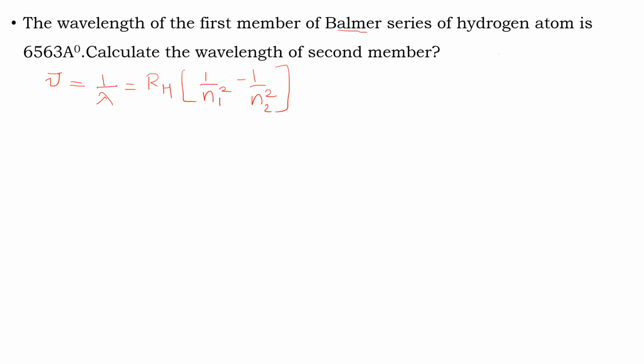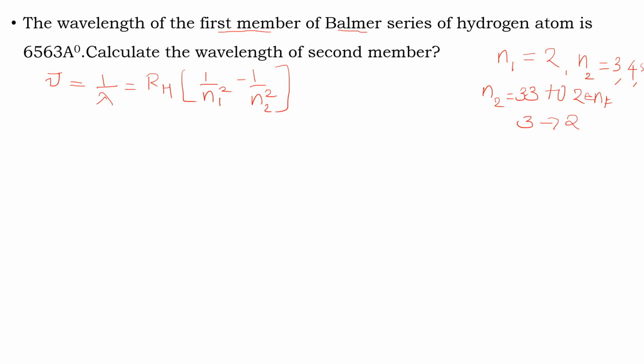In the Balmer series, the transition takes place to the level n1 is equal to 2, from higher levels n2 is equal to 3, 4, 5, 6, etc. And we are considering the wavelength of the first member of Balmer series. That is, the first transition will be from 3 to 2, that is, n2 is equal to 3, n1 is equal to 2. That is 3 to 2 transition. This is the transition.